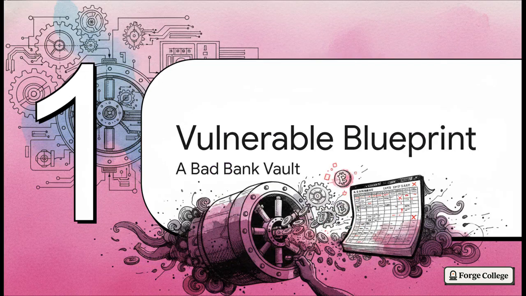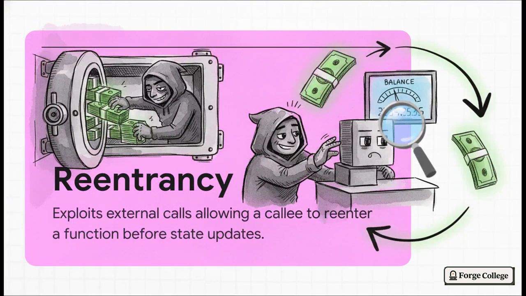All right, part one, the vulnerable blueprint, a bad bank vault. To really grasp where this architecture failed, you kind of have to think of a smart contract as a digital bank vault. It securely holds user balances, accepts deposits, processes withdrawals. It's supposed to be completely impenetrable, right? But what happens if the vault door swings open and hands out the cash before the internal security system actually checks and updates its own ledger? That logical gap? That is the core of the flaw we're investigating today.